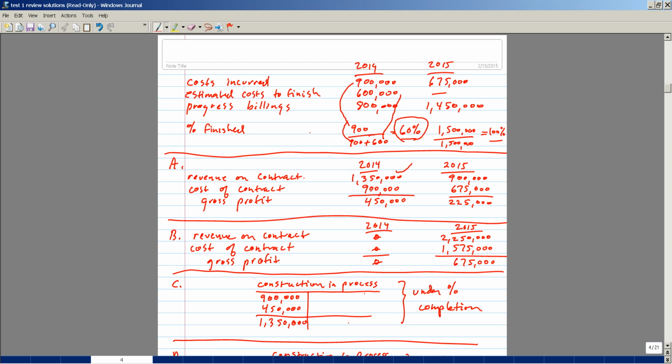The job cost that we're going to report on the income statement from the contract is just the cost that we actually incurred that year. So the gross profit that we're going to report on our 2014 income statement is $450,000.